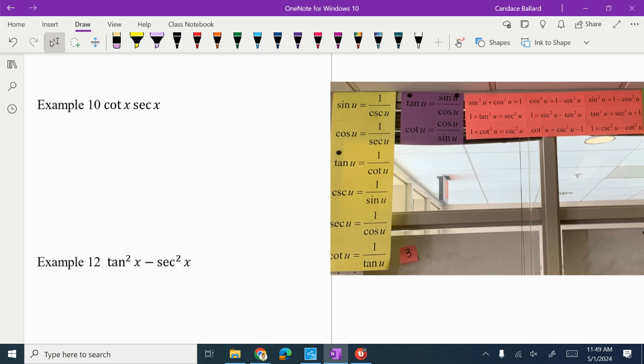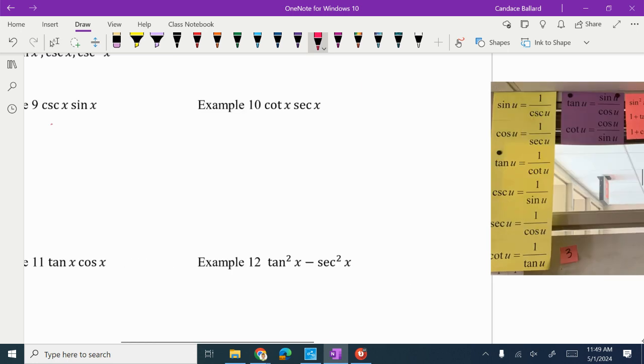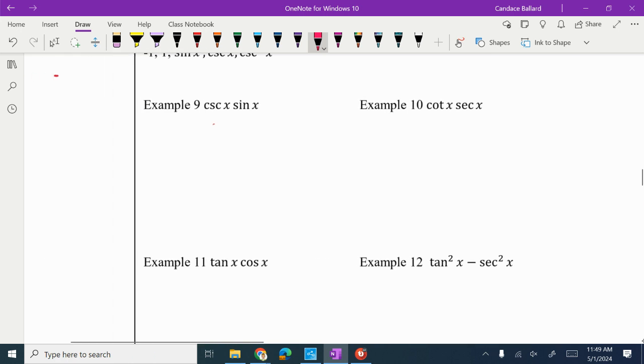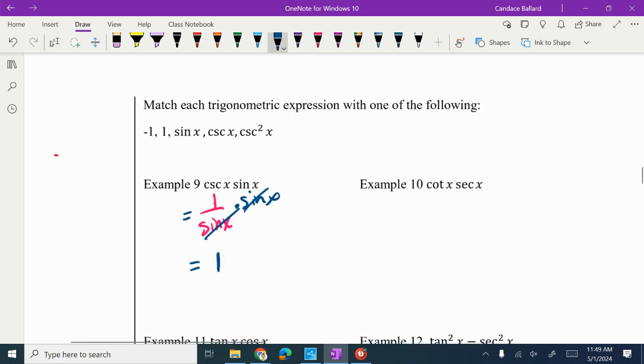So what is the reciprocal of cosecant? What do we see? 1 over sine. So I'm going to take cosecant out, and I'm going to put in 1 over sine x. And then I'm keeping the sine x exactly the way it was. Okay. What happens? The sines cancel, right? And what's my final answer? 1. Is that one of the things that was on my list? Yeah. Pretty simple. And it seems like something that we would just know.